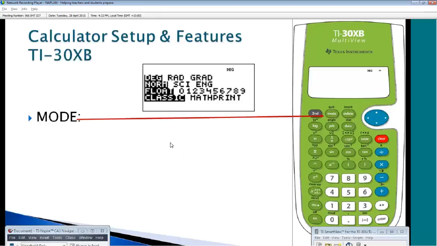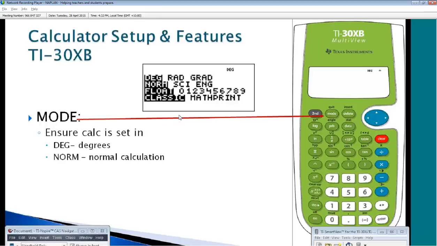So when I took this screenshot, this calculator was set in degrees, which is most important. The students need to be doing that. It's set in normal calculations, not in scientific or engineering calculations. The float is telling the students how many decimal places, so they can actually set it to 2 decimal places or 3 decimal places if they want to.